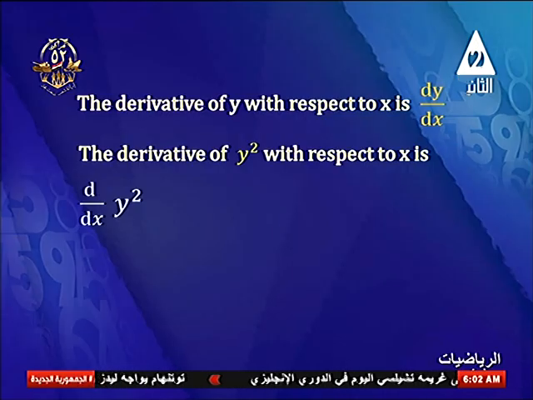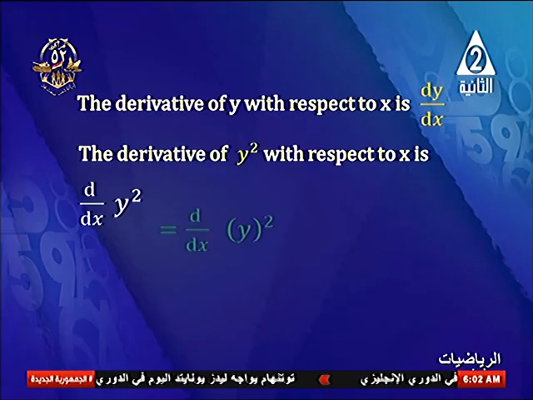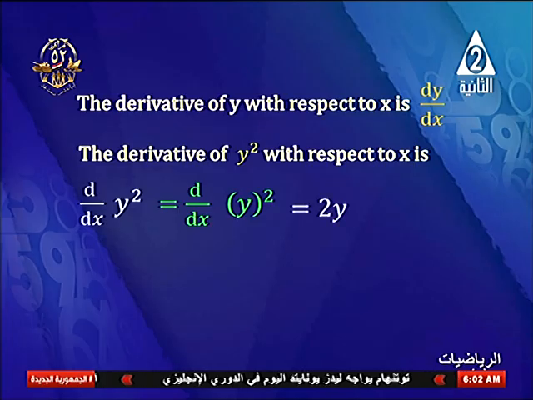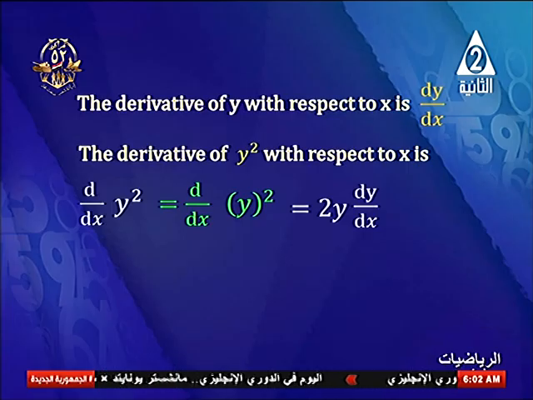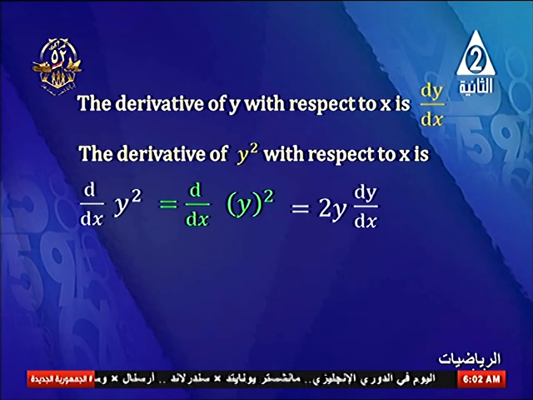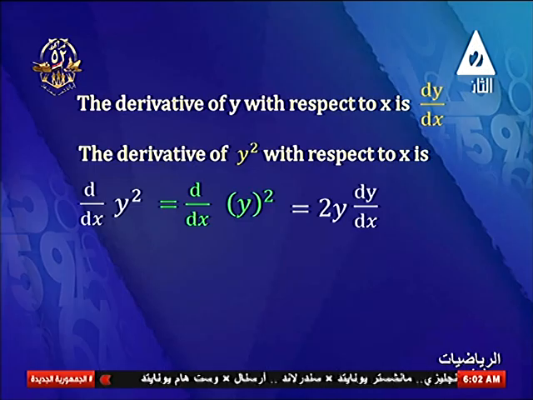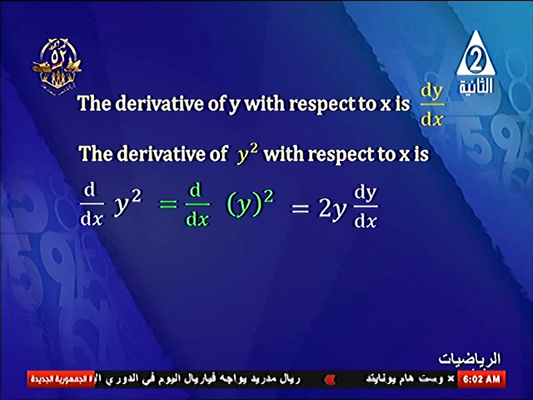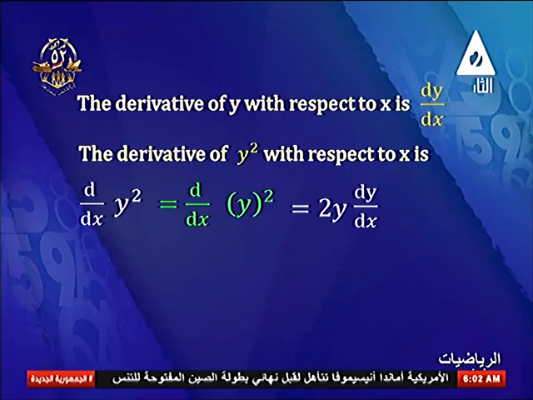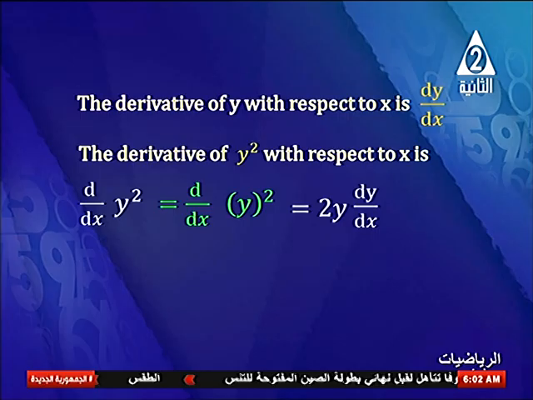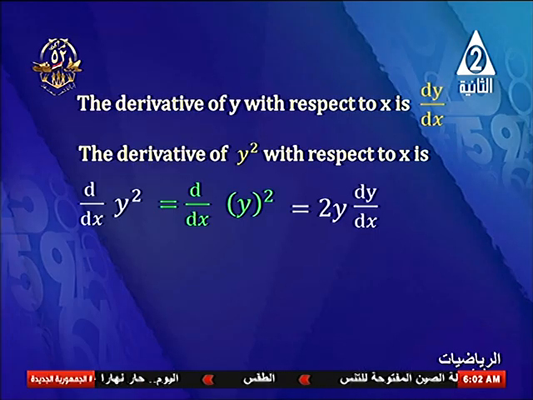D over dx y square equals what? Equals 2y dy over dx. Before that, we know derivative x square equals 2x. But in this case, differentiation of y square with respect to x, what do you mean? D over dx y to the power 2 equals 2y, but multiply dy over dx.